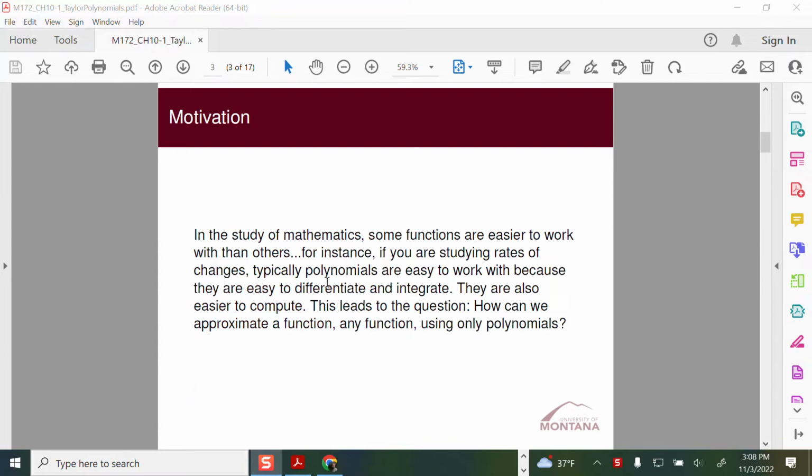So the motivation here is that in the study of mathematics, some functions are easier to work with than others. For instance, if we're studying rates of change, typically polynomials are easy to work with because they're just easy to differentiate and integrate. They're also easier to compute, so technology can deal with them a lot more easily. And that leads to the question, how can we approximate a function, that is any function, using only polynomials? So that's what we're doing today. We're approximating functions with polynomials.